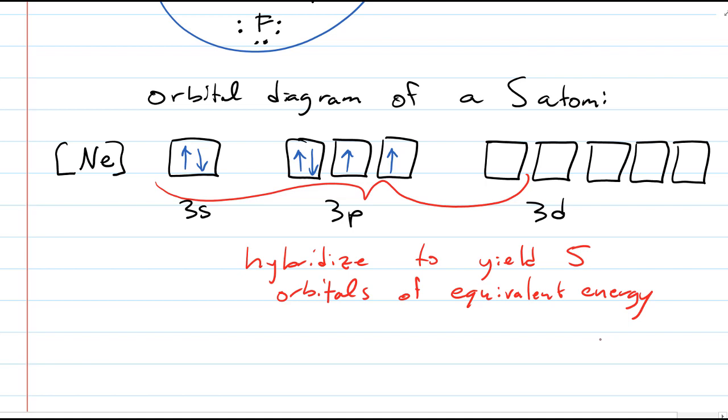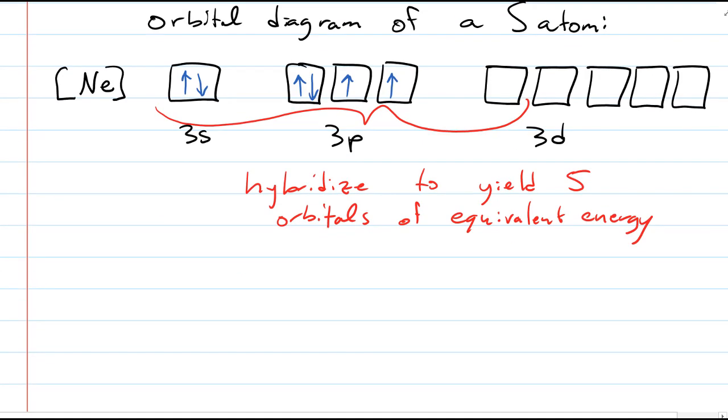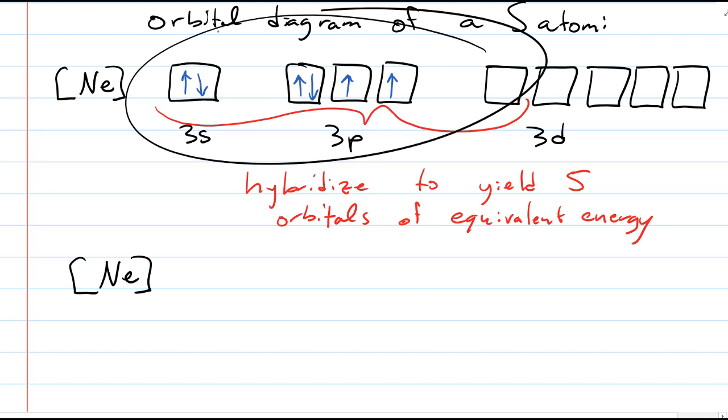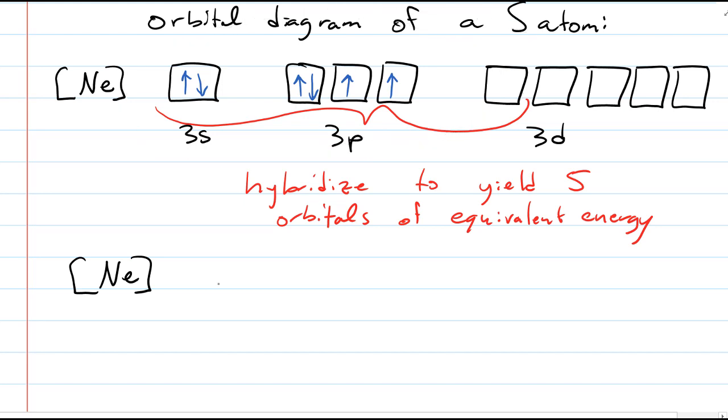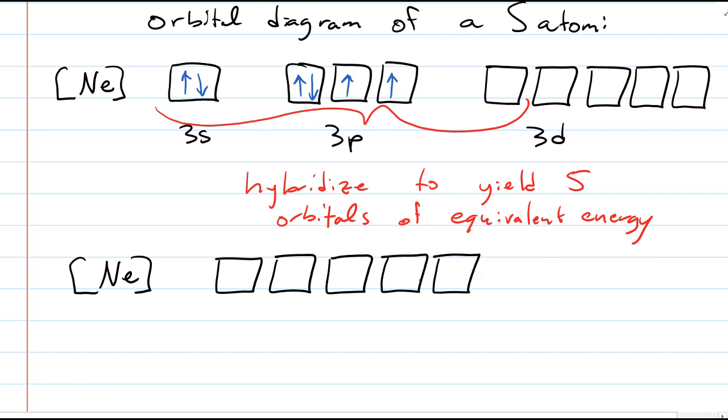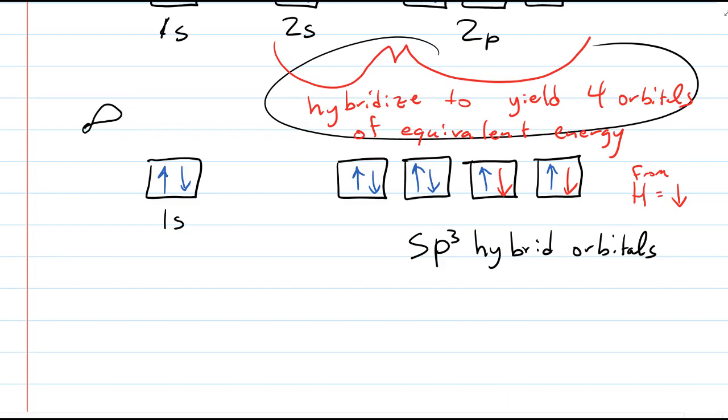When we hybridize to yield 5 orbitals of equivalent energy, we start with the neon, and now we have these 5 orbitals that we want to show of equivalent energy. We would show 1, 2, 3, 4, 5. Now the label that we'd give to these, remember we called these back here sp3 hybrid orbitals. And we call them sp3 because we used one s and 3 different p's.